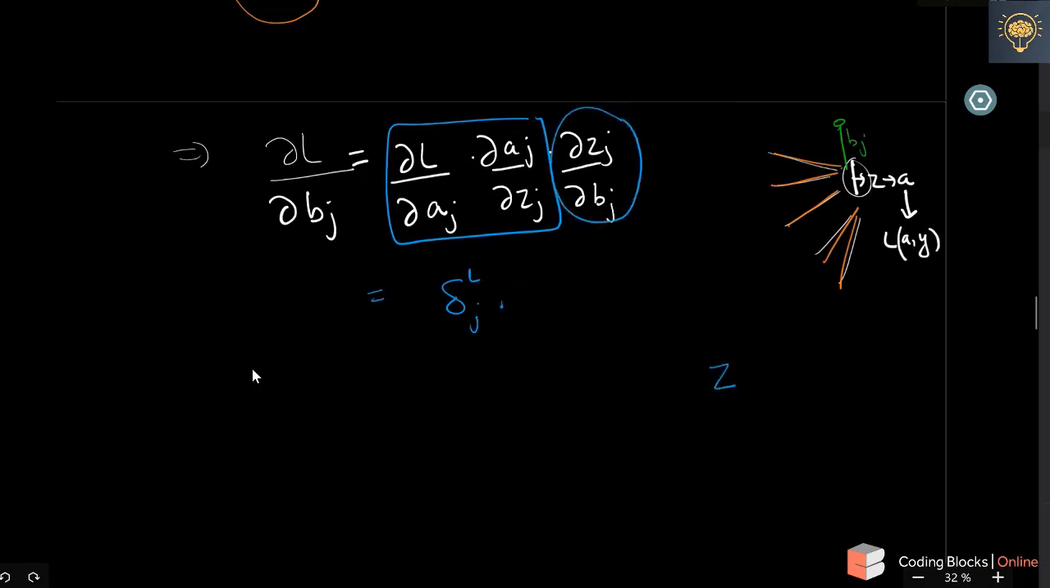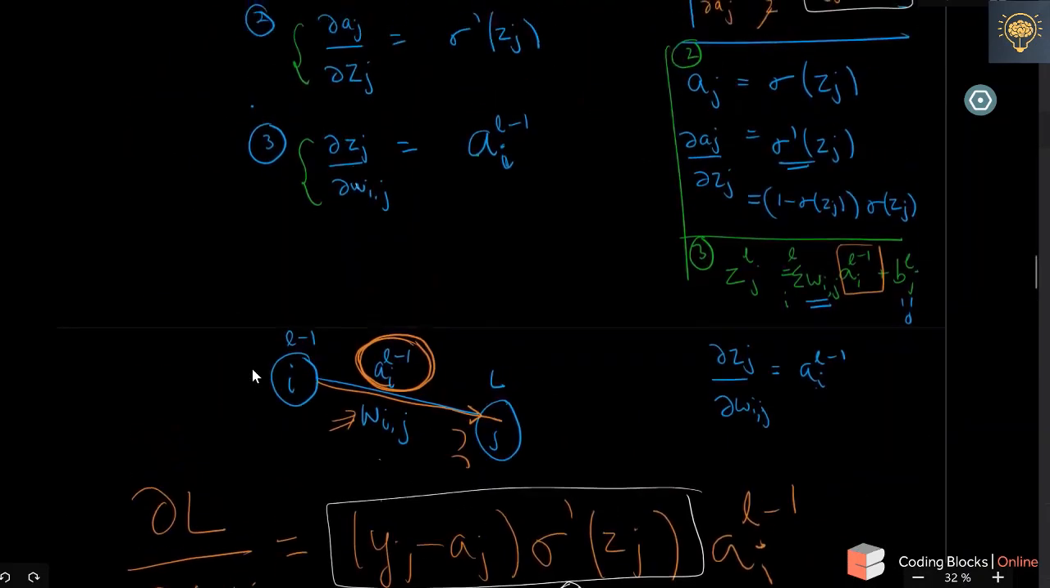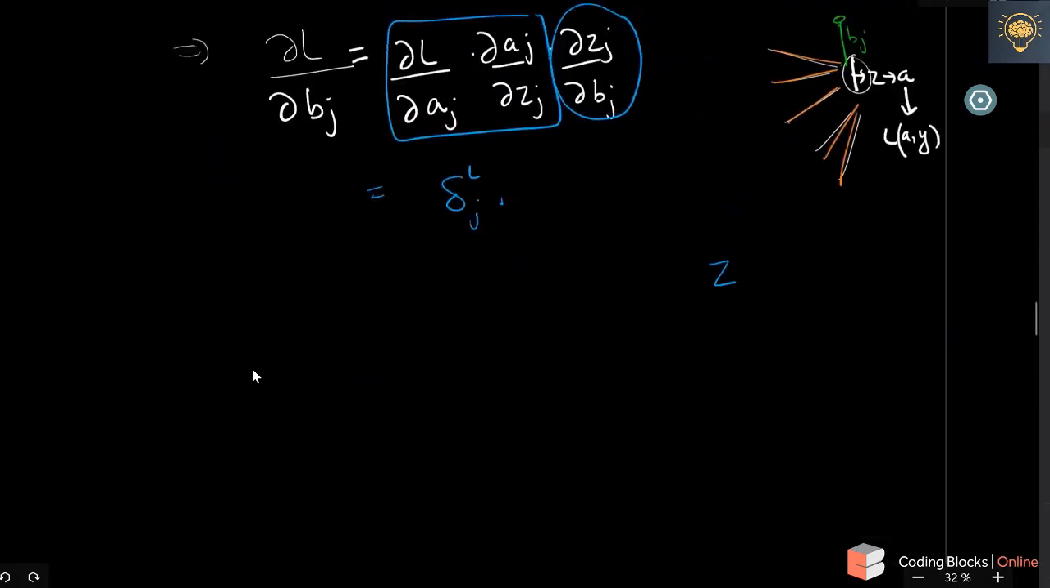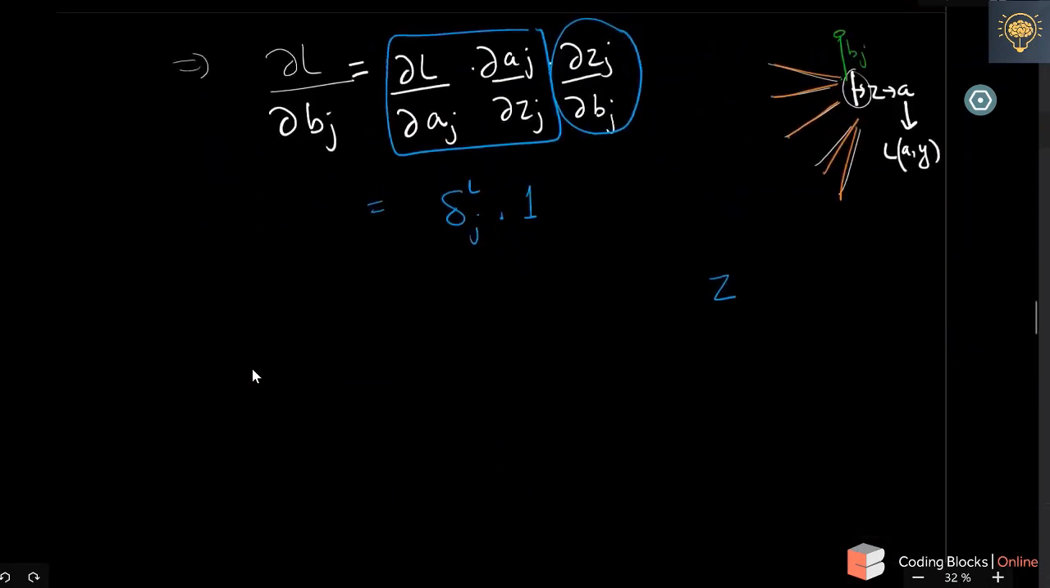So Z, you have already seen what is Z. So Z is this value, and if you take this derivative with respect to B of J, this value is going to become 0, and this value is going to become 1. So this derivative comes out to be 1. So this is how your loss is going to change with respect to B of J.